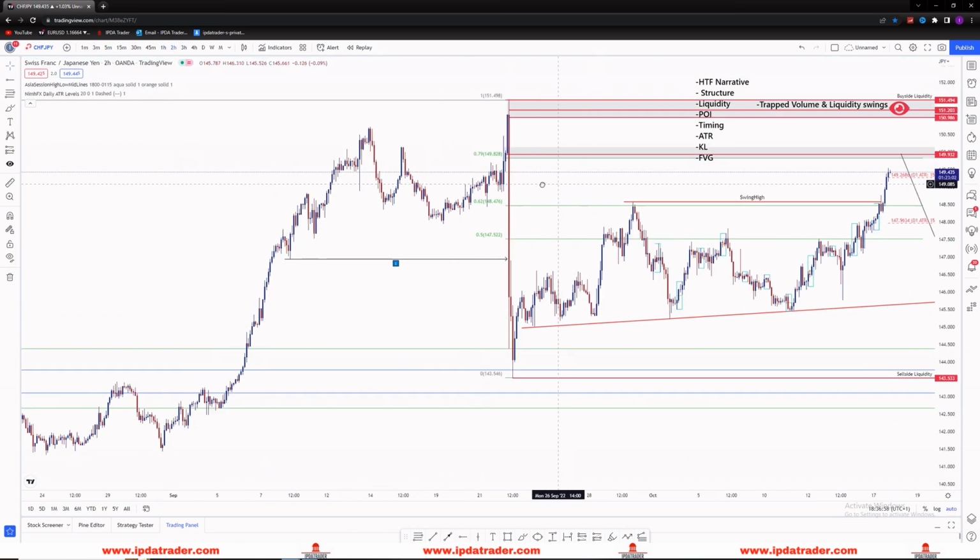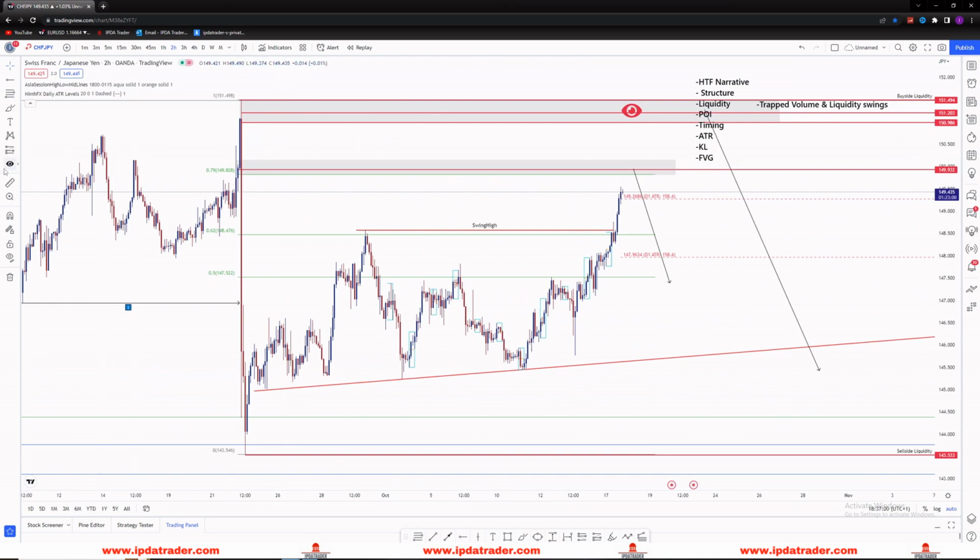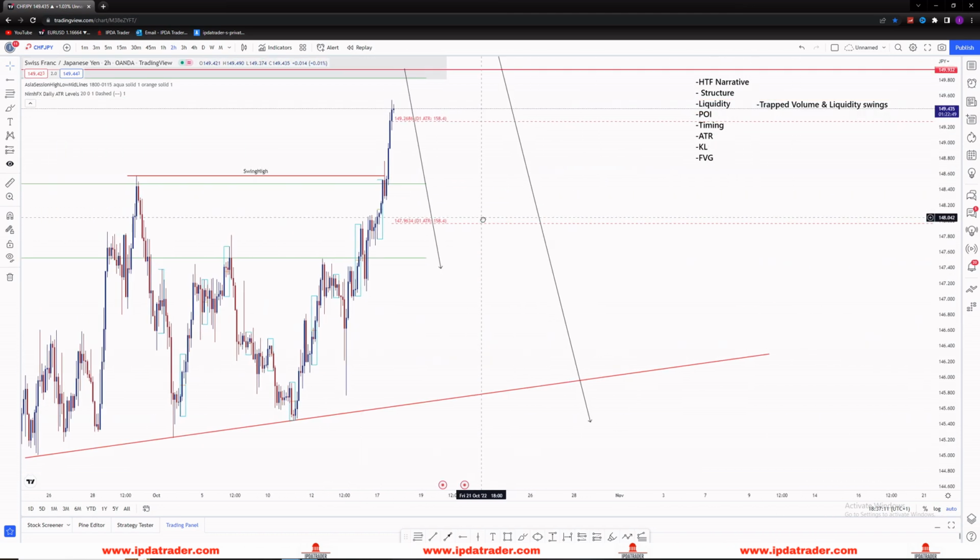Now I know that all I have to do in this market is either wait for this region to look for a short, wait for the origin to look for a short, wait for the buy side to be captured to look for a short. That's what I want to do in terms of looking for shorts.